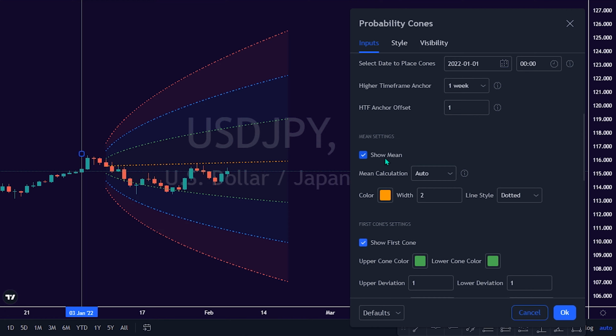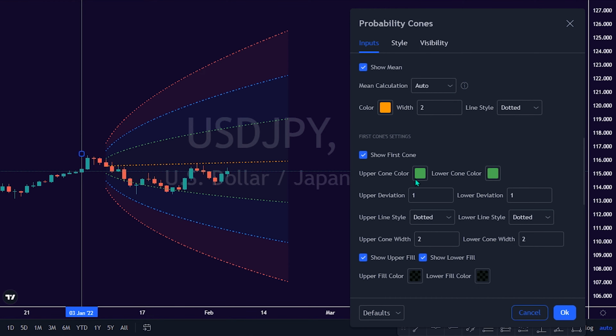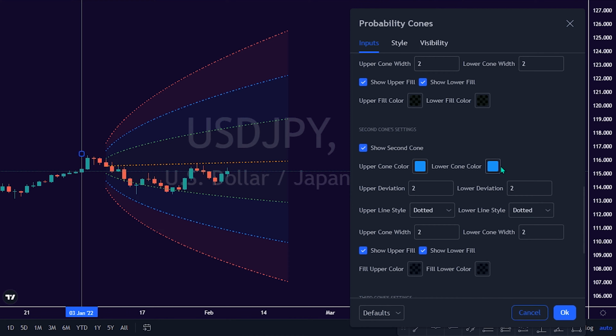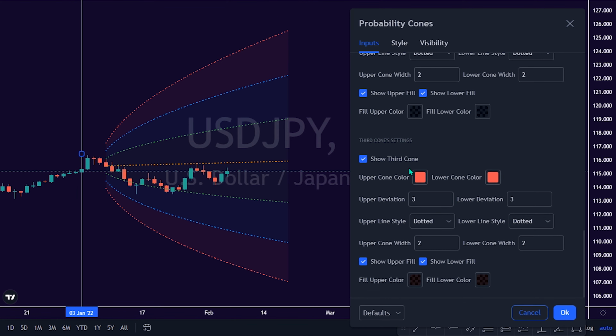This is the cone's mean dotted line setting, which is the orange color here. The default width is 2, and the mean calculator is auto by default. Here are the first cone settings, which are the two green colors upper and lower here. This is the second cone setting, which are the two blue colors upper and lower here. This is the third cone setting, which are the two red colors upper and lower here.